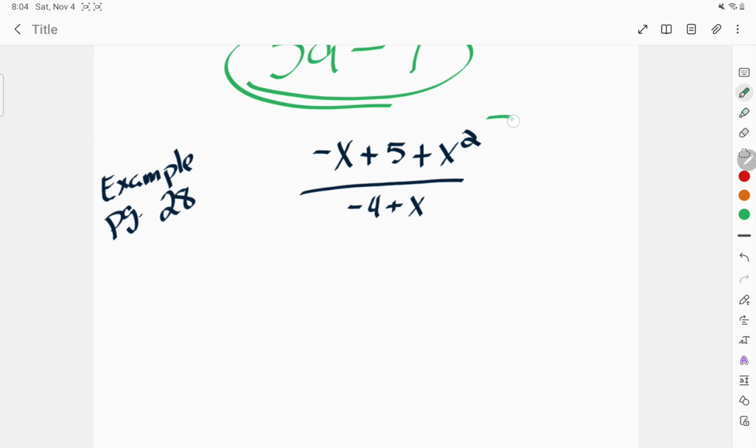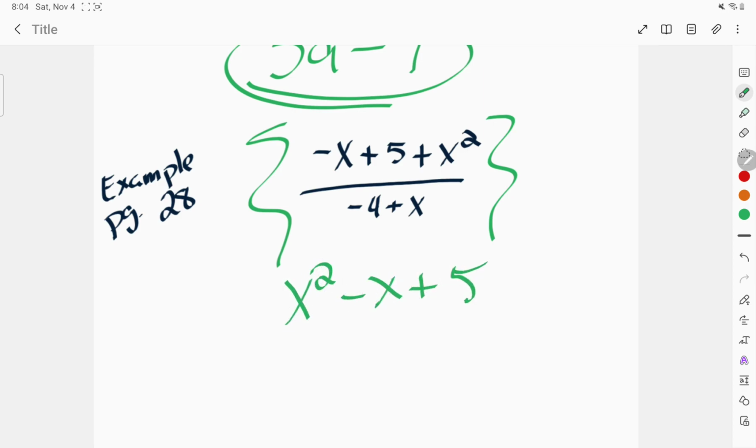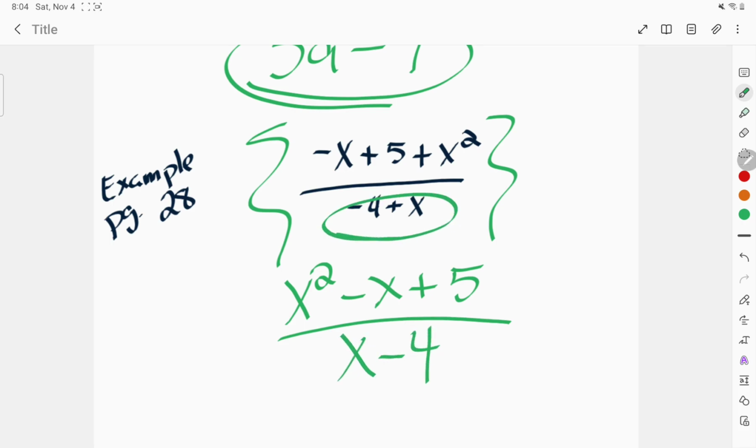So the first thing that I want to do with this is rearrange it and put it in correct order. So correct order is highest exponent to lowest exponent. Alphabetical order, and then highest exponent to lowest exponent. That's a terrible 5. Okay, I'm going to rearrange this one too. The x goes first, and then the negative 4.